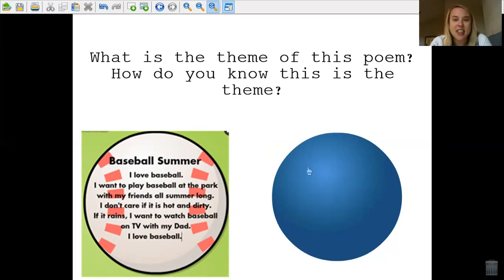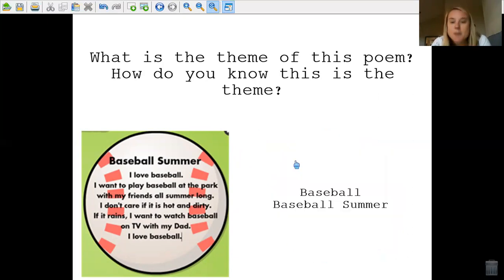If you said the theme of this poem is baseball or about baseball in the summer, you guys get some clicks. You're awesome. And another thing I like to say is when you get something correct and you're really proud of yourself, we like to say a 10-finger woo. So give yourself a 10-finger woo. Woo. That's like a really good job.